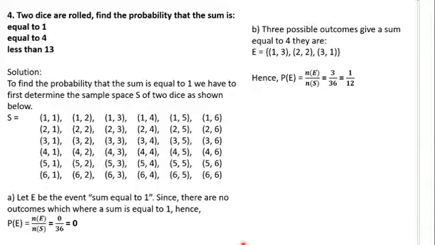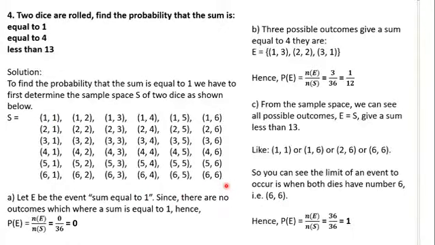Now the last question says, from the sample space, we should look for the sum that is less than 13. If you look into your sample space, you realize that the highest would be 6 plus 6, which will be 12. So the highest sum is actually less than 13. It means that all these events will sum up to a value that is less than 13. So that would be 1. It's an event that is certain to happen. So that's 36 divided by 36, which will give you 1.